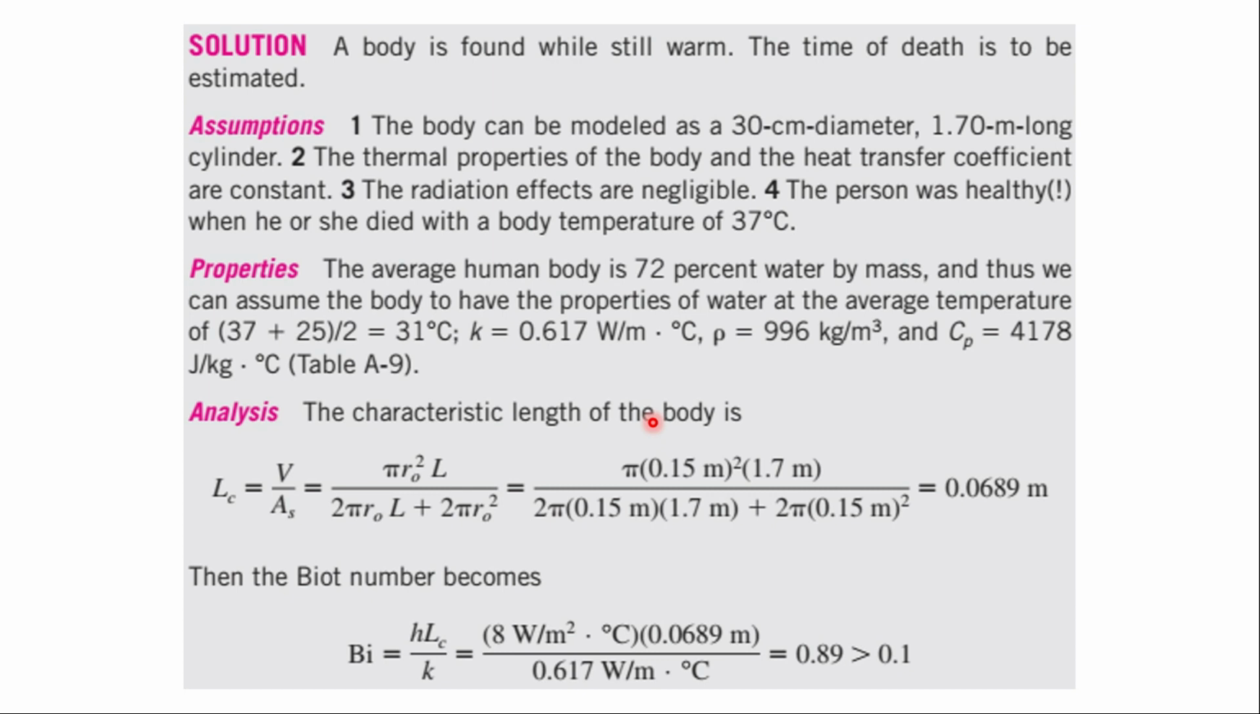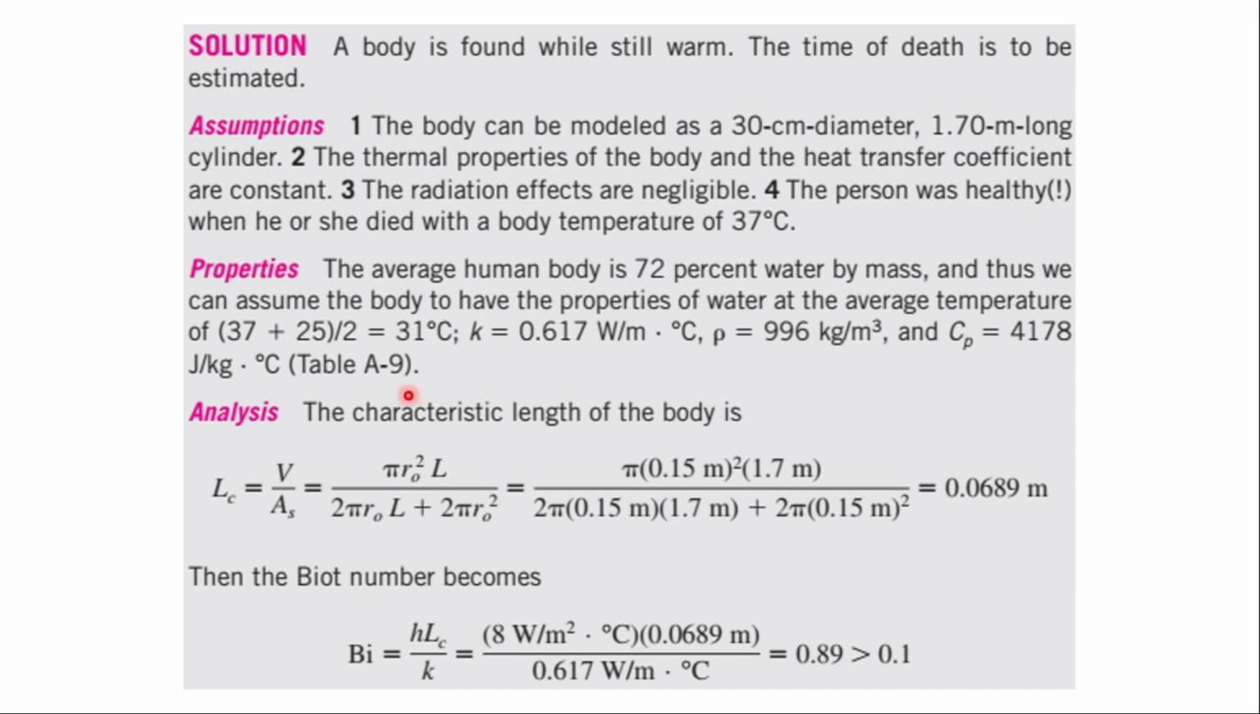So let us try to understand the properties of the given system. For this particular human body, we have to determine the properties. We can say that the average human body is 72% water by mass, and we can assume the body to have the properties of water at the average temperature. So this 37 is the average human body temperature, and the dead body has a temperature of 25 degrees centigrade, and we can add them together and take the average, which will be 31 degrees centigrade. So we have to determine the properties of that human body at 31 degrees centigrade, which are the thermal conductivity, the density and the specific heat, and they can be taken from Table A9.